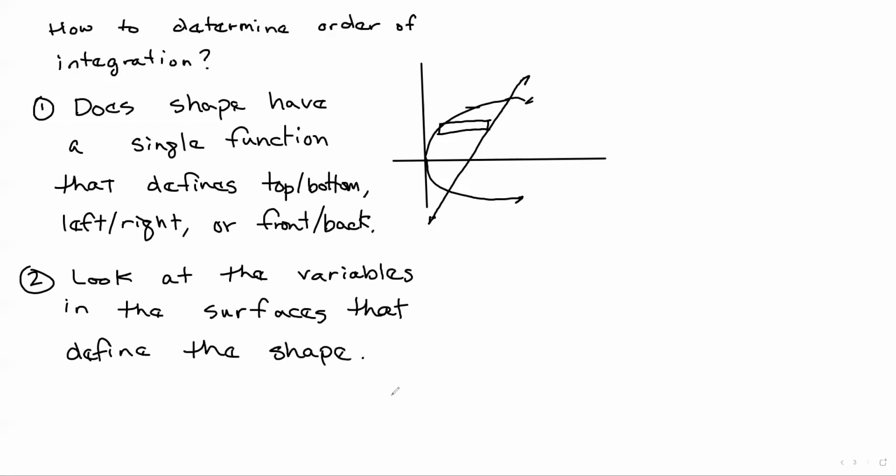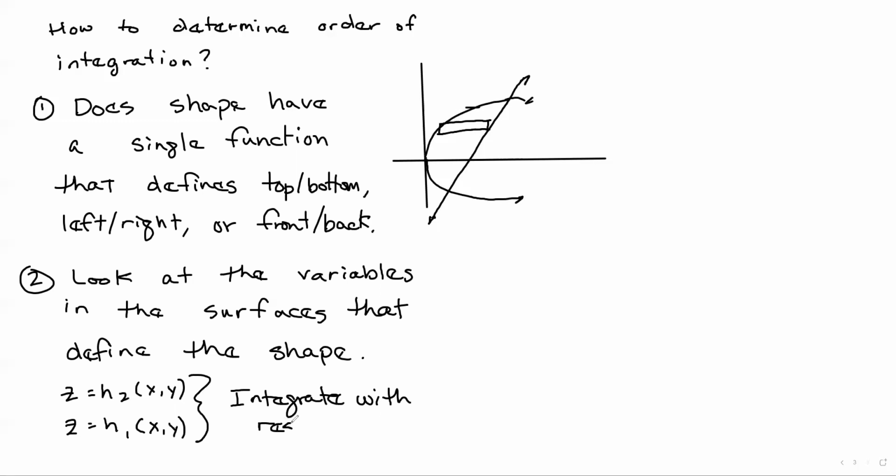Those variables can help you. Just to give you an example, if you're doing a problem and they say that your surface is bounded by z equals h2 of xy and z equals h1 of xy, so they give you some information about the shape, and they say your shape is bounded by z equals something in terms of x and y, and z equals something else in terms of x and y. The fact that they gave you z equals, and then there's two variables, suggests that you should integrate with respect to z first. So it's kind of a giveaway.